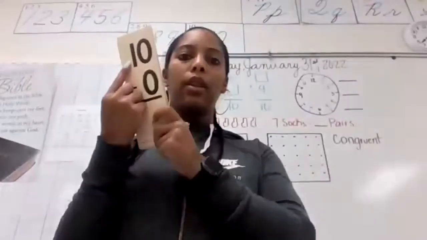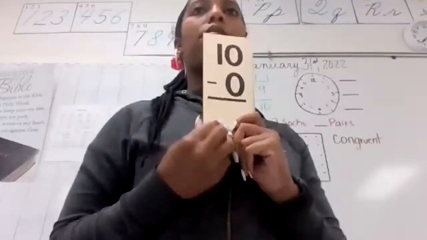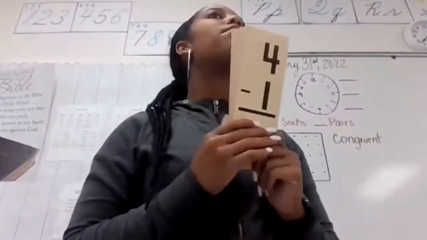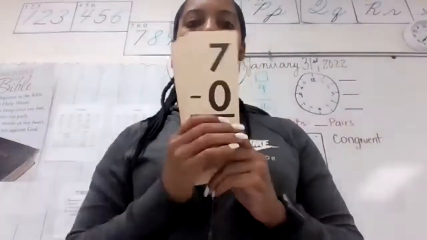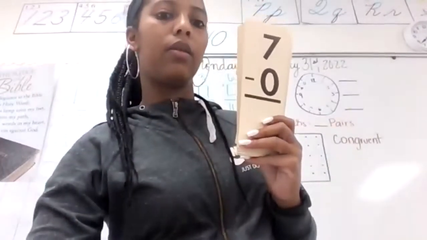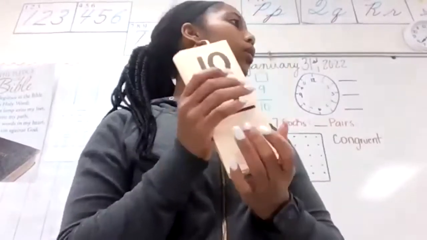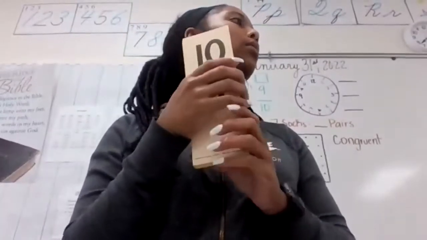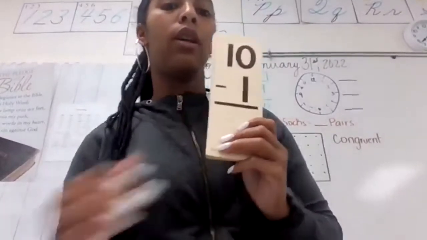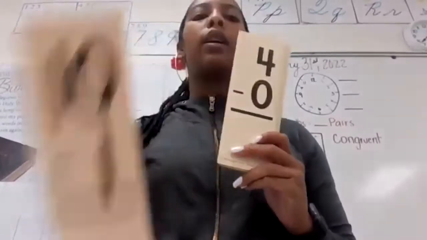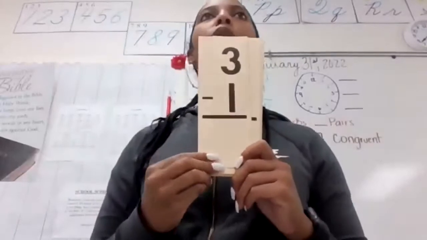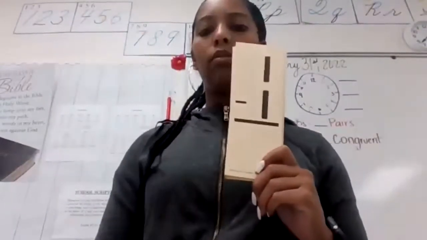All right, let's go. 10 minus 0 equals 10. 4 minus 1 equals 3. 7 minus 0 equals 7. Minus 1 equals 9. 4 minus 0 equals 4. 3 minus 1 equals 2.